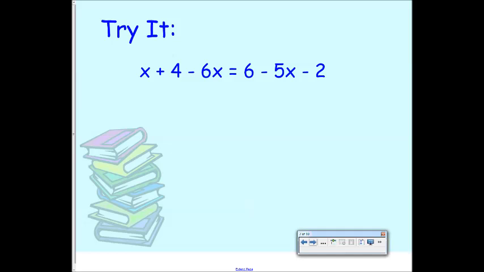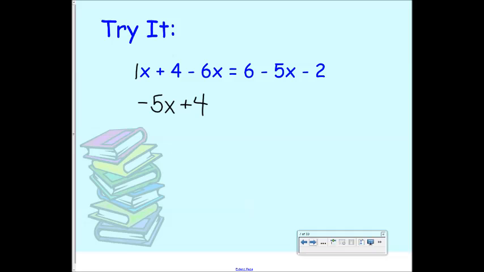Okay, so is there anything on the left side that I can combine? 6x and the 1x, right? This is a 1x. This is a negative 6x. So what does that really give me when I combine it? Why is it a negative 5x? Yeah, are my signs different or the same? Different, so I have to subtract and then keep the sign of the bigger one. So negative 5x plus 4.